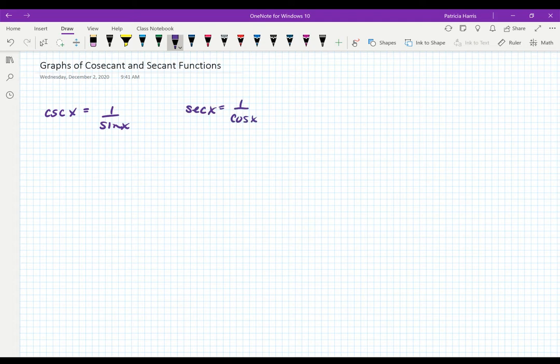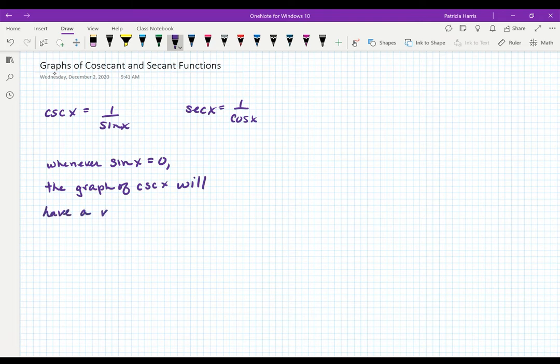Now, since we are dividing, we need to recall that the one number that we cannot divide by is 0. So whenever sine of x is equal to 0, the graph of cosecant will have a vertical asymptote.